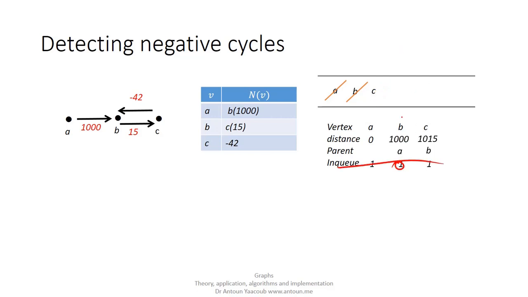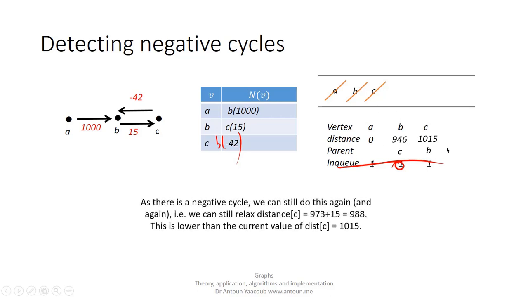Whenever we reach C, it will reach here from B with minus 42. So minus 42 means 1050 minus 42, which is equal to 946. Now I will enqueue B in the queue, and so on. So I will repeat that infinitely.